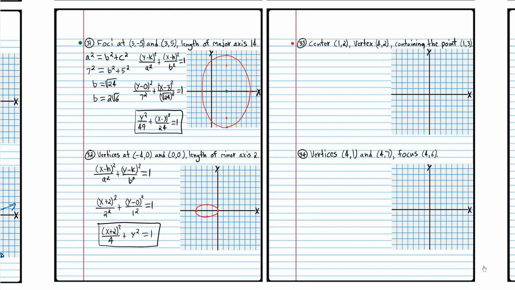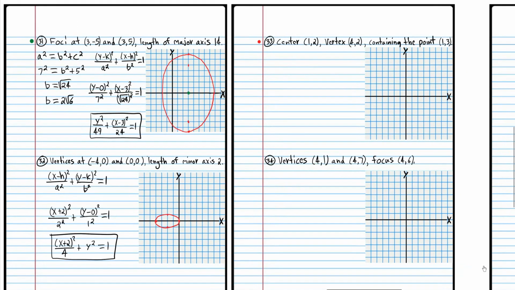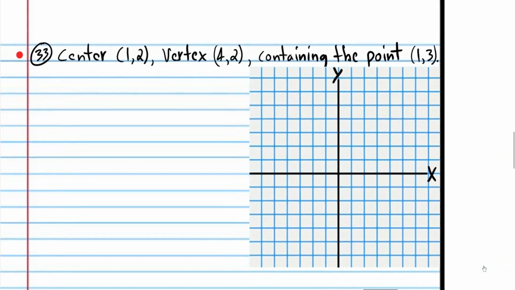Okay, so let's go on and do some slightly different problems here. We're still doing ellipses, but in this problem we're given the center, 1, 2, and one vertex, which is 1, 2, 3, 4, 2. So to help us keep track, I'm going to write a V and a C. And we also have the point 1, 3. So 1, 3 is right above that point there. So we have P for point, C for center, V for vertex.